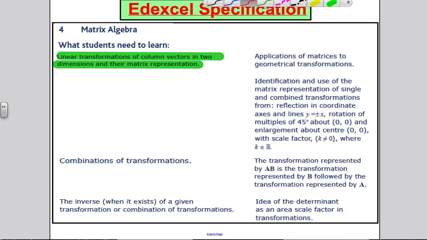In this particular video we are going to make sure we understand the geometrical transformations of various matrices, and we're going to identify and use matrix representation in order to do the following transformations: reflecting the coordinate axes, rotate by multiples of 45 degrees about 0, 0, and enlarge about the center 0, 0 with a given scale factor. We'll do combined transformations in a future video.